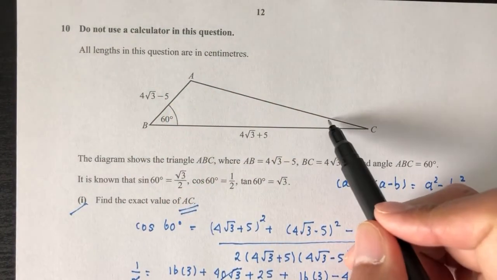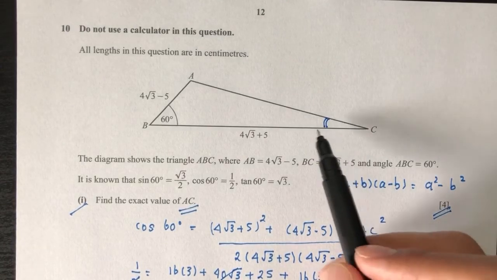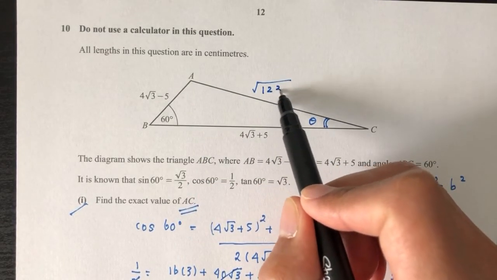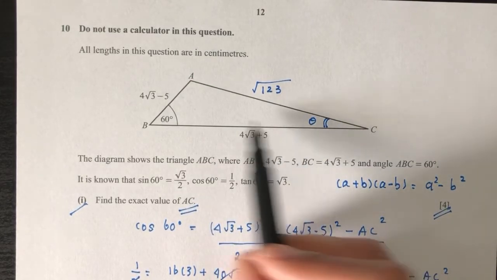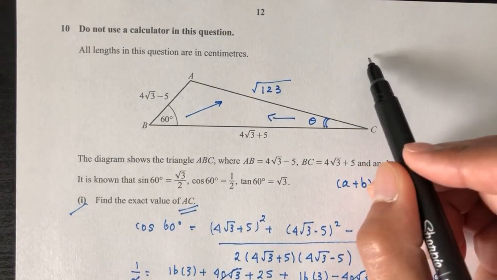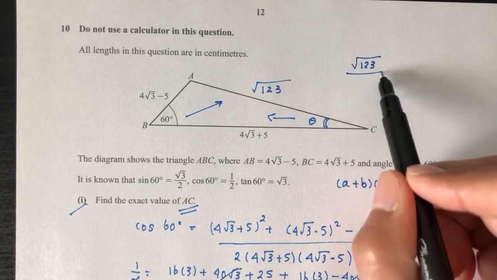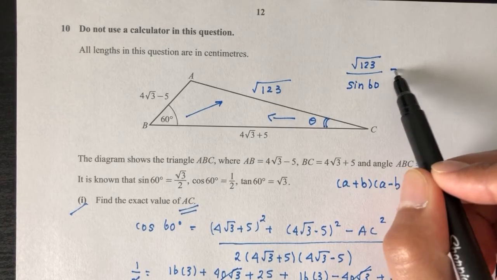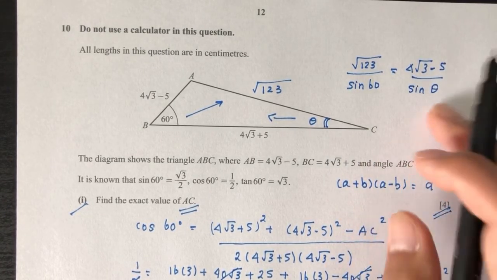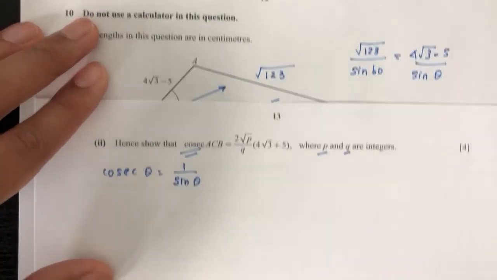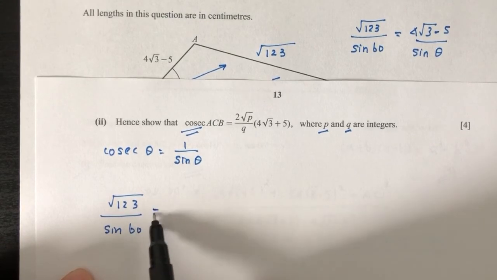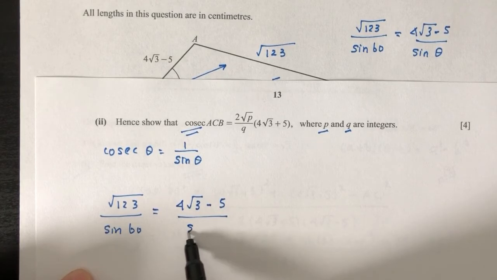So we are looking for the sine of this angle. As you observe, let's call this theta for now. Since we know AC is the square root of 123, to find this angle, we can use the sine rule. So basically, we have to look at the angle and the corresponding side. This side will be root 123 over the corresponding angle, sine 60, equal to this side, which is 4 root 3 minus 5, divided by sine of theta. So we have to use this to prove that this is this. So let's write this down here: root 123 over sine of 60 equals 4 root 3 minus 5 over sine of theta.